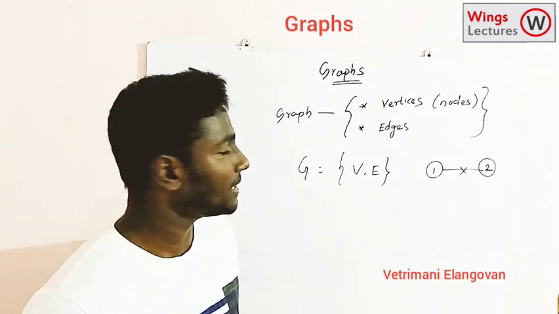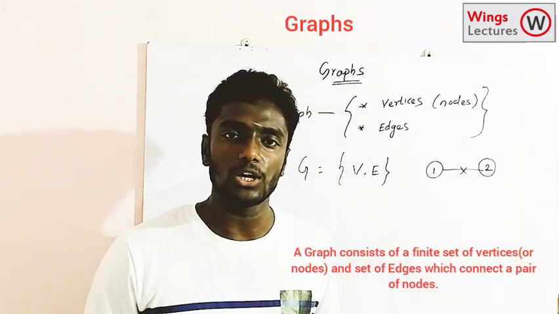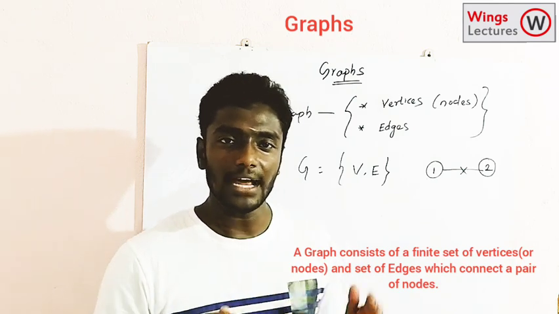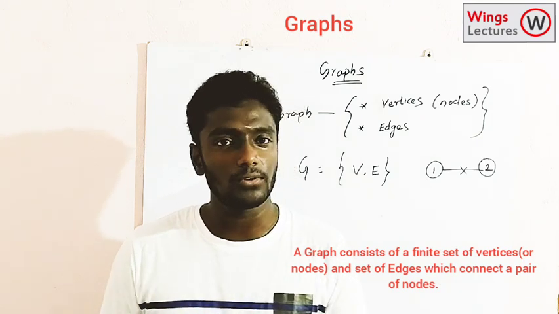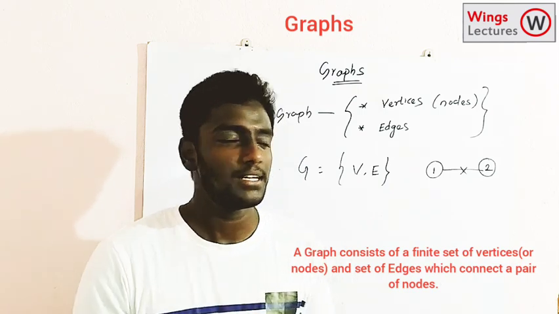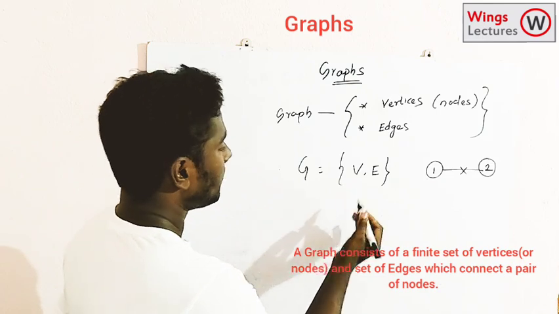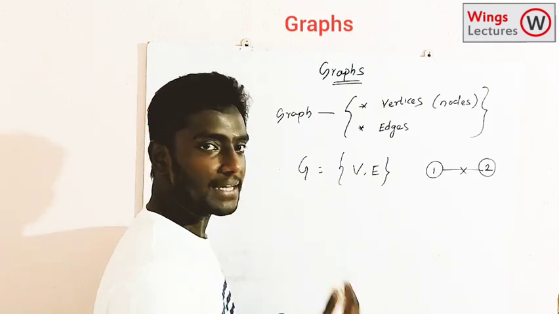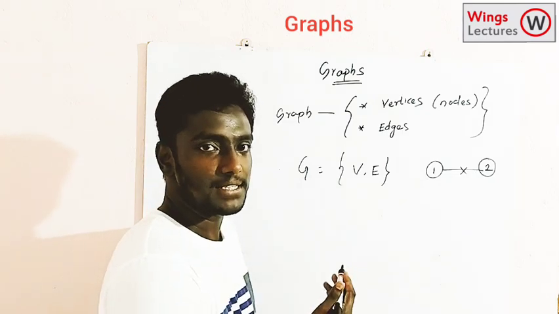First, let me explain what a graph is. A graph is a combination or collection of edges and vertices, right? A graph is a combination of non-empty sets of vertices as well as non-empty sets of edges. Usually we call an element a node in a tree, but here we are going to call them vertices.